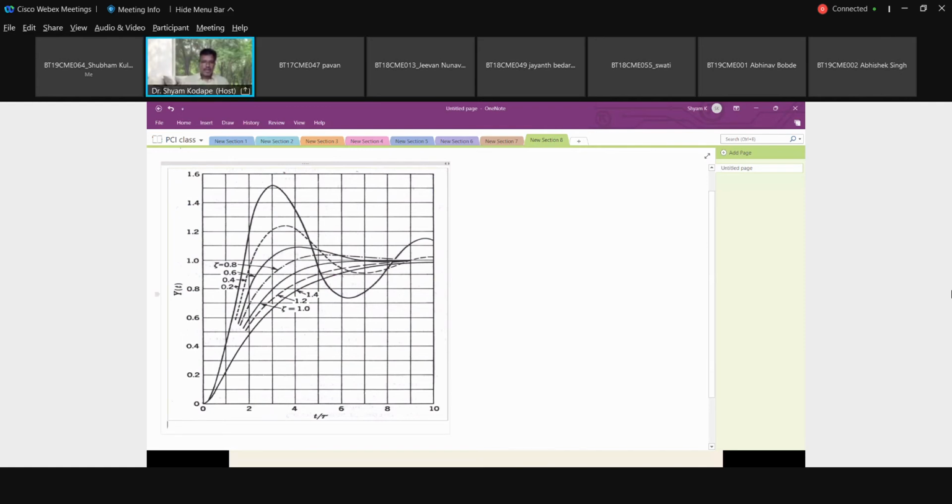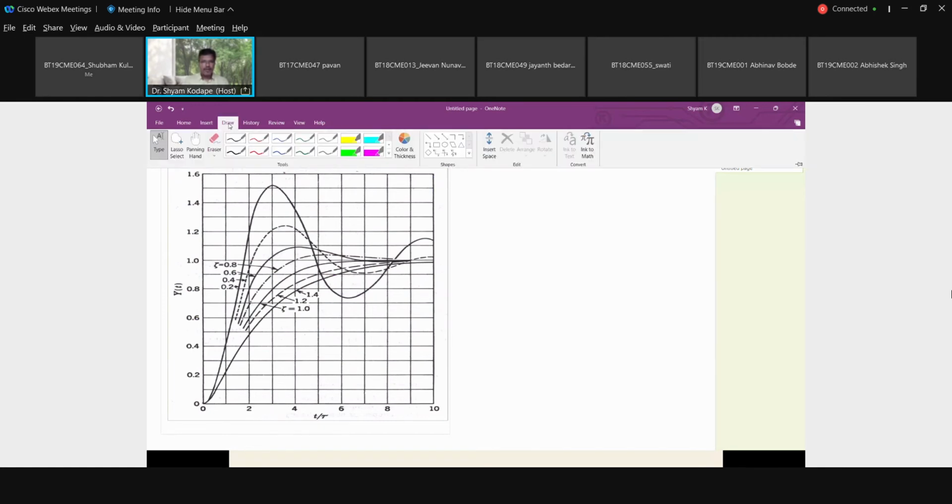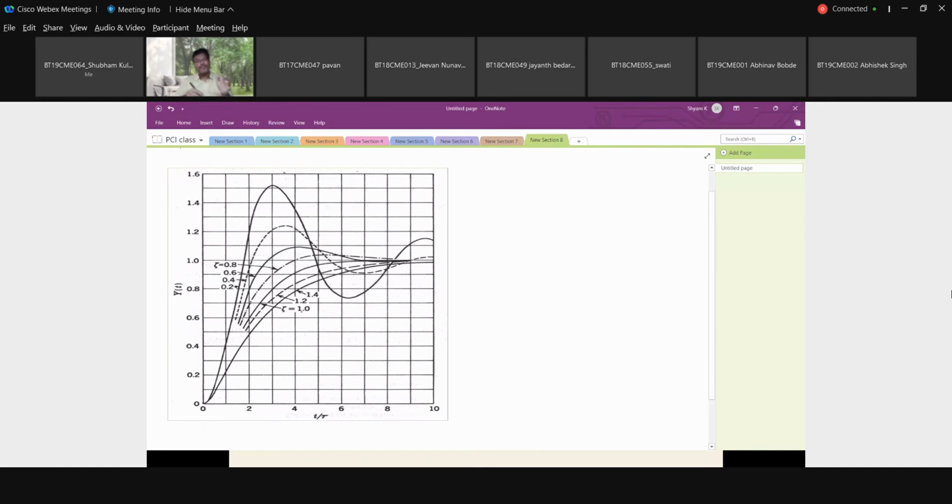Now see what is happening. We are comparing what will happen if psi is changing. What is the effect of the damping factor on the response? When psi was 1, this line will give us the y(t) response, or the nature of y(t).